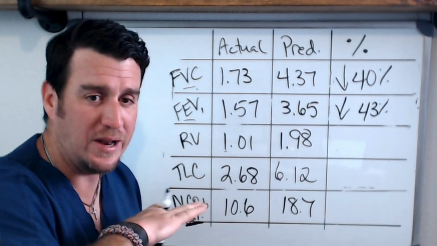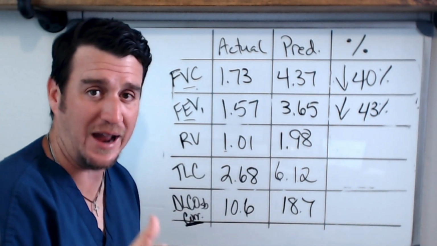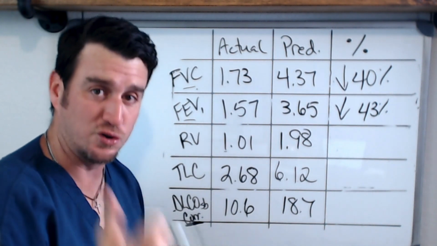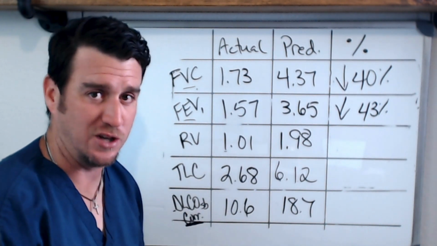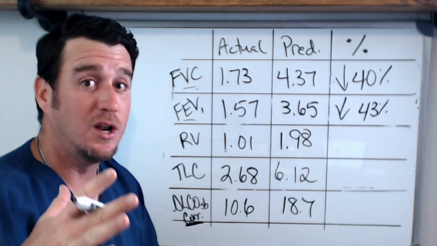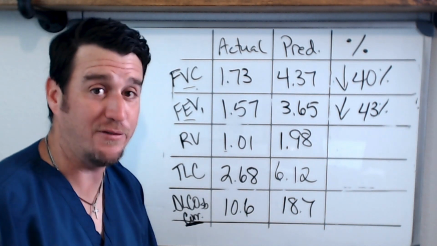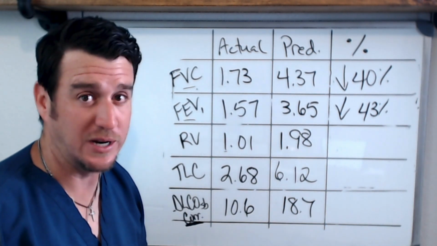Okay? Again, we don't know anything right now except for the fact that this person has either an obstructive lung disease or a restrictive lung disease. All we know right now is that they're not normal. They have a defect. We just don't know which one it is yet.